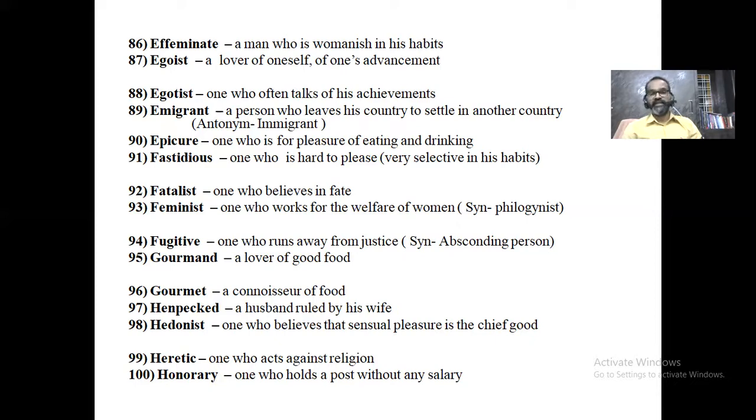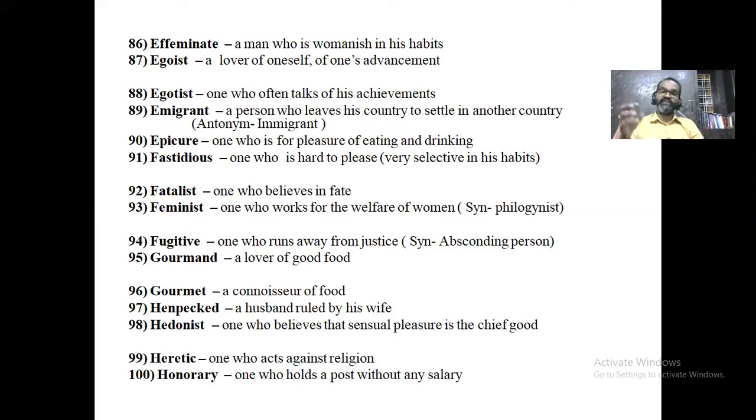And henpecked. Henpecked means a husband ruled by his wife. You know the hen and the cock. So henpecked means a husband ruled by his wife. Always his wife tells everything, and according to his wife's directions, he works. He's called henpecked. And hedonist, one who believes that sensual pleasure is the chief good, is called hedonist.